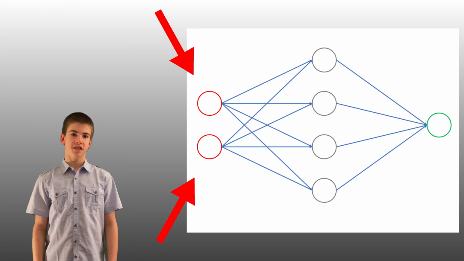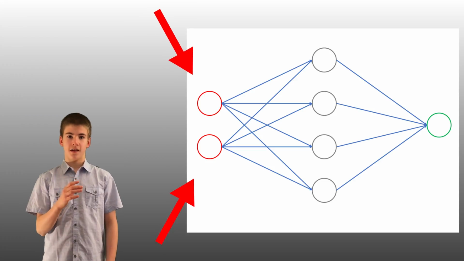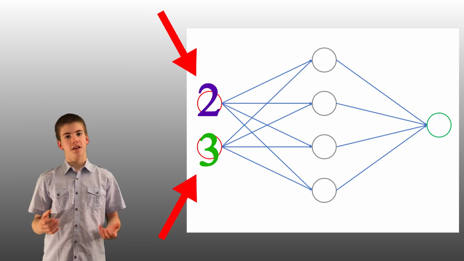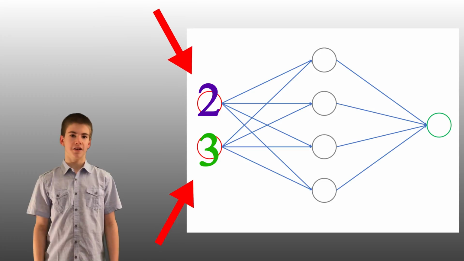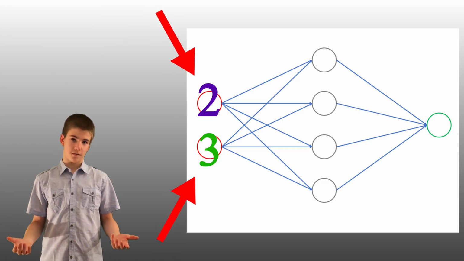The first part of a neural net is the input. These are the first circles on the neural net. Here you can plug in the raw data, and in our model, 2 and 3 could be the inputs. Let's show this on our neural net. That part is relatively straightforward.